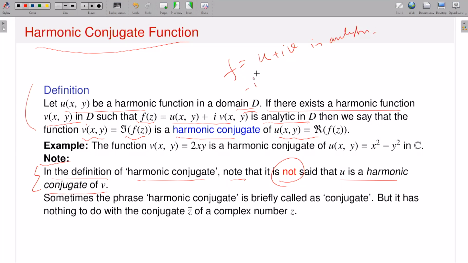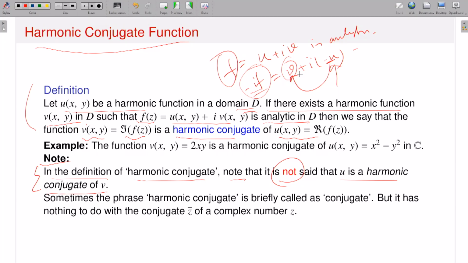So now what will happen if I multiply it by minus i? Then what will it give? It will give you v plus i times minus u, right? Now if f is analytic, minus i times f is also an analytic function, because I am multiplying f by some constant. Now look at the right hand side. v is a harmonic function, and I have another harmonic function which is minus u, such that v plus i times minus u is an analytic function. Then what can I say? I will say that minus u is a harmonic conjugate of v. So therefore if v is a harmonic conjugate of u, then minus u is a harmonic conjugate of v.